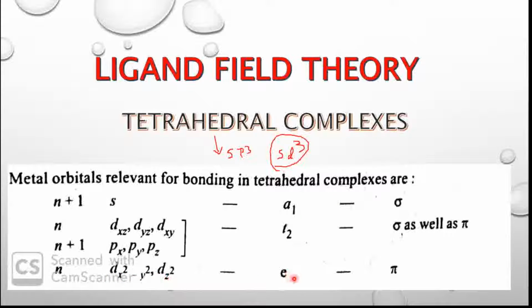So E means doubly degenerate, and again we will not use the G here because tetrahedral complexes do not have a center of symmetry, right? So this will exclusively form your pi bond. This thing you have to keep in mind, and you may have a question in your competitive examination from this particular slide also, right?